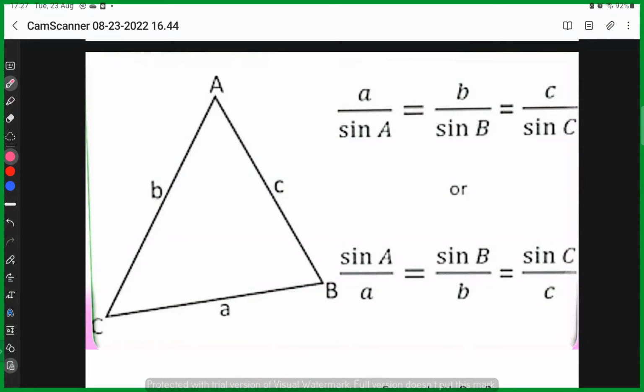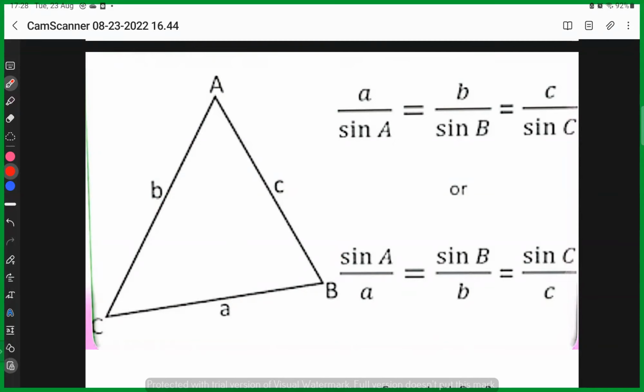Okay. So this is a triangle ABC. This angle is A, and the side opposite to this angle is a small a. This angle is C, and the side opposite to this angle is a small c. And this angle is B, and the side opposite to this angle is a small b. So this is how we explain the small a and capital A written in the formulas.